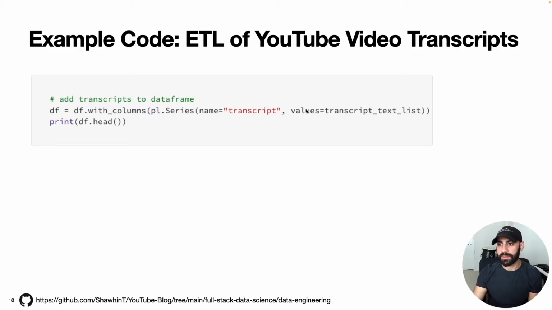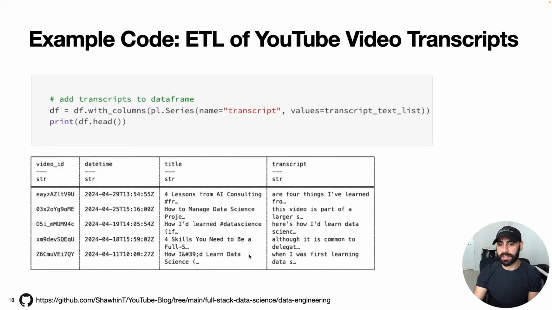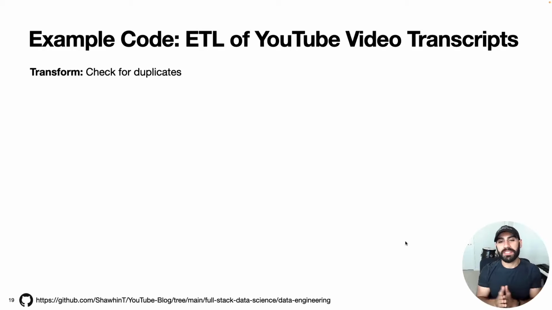And so we can do that with this line of code here, and then that'll look like this. So now we have a new column, it says transcript, and all the text from each video is here. Okay, so that was the extract process. Definitely a lot of coding, but now we can move on to transforming.